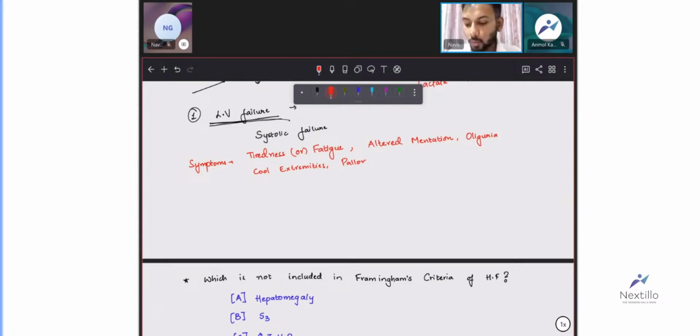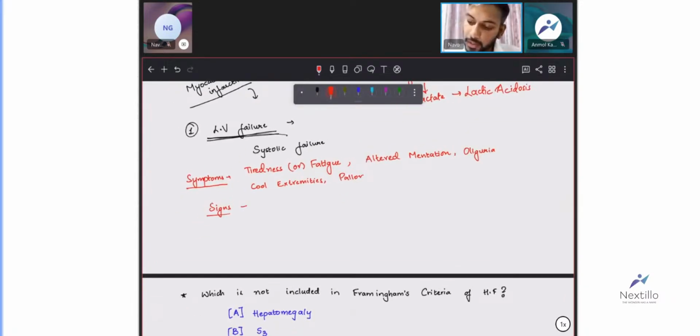Now, what else can you see? You can see some signs. Which signs are those? You can see something known as S3. We have talked about heart sounds. I told you S1 is systole, S2 is diastole, and then S1. S3 will happen during which phase? I already told you in the last lecture, S3 is happening during the rapid filling phase in the diastole.